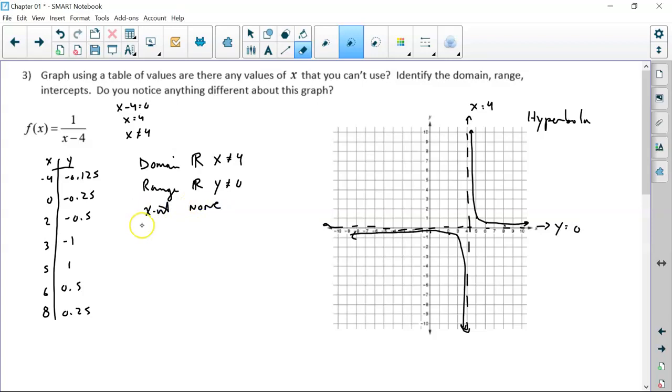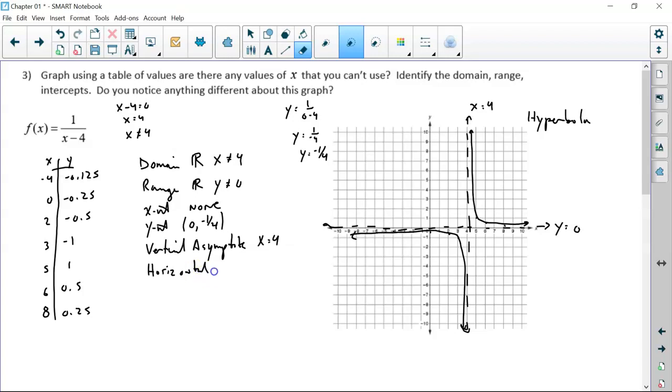Our y-intercept. Once again, set x equal to 0. Y equals 1 over 0 minus 4. So y equals 1 over negative 4. So y equals negative 1/4. So it's at 0, negative 1/4 for the y-intercept. Our vertical asymptote is x equals 4. Horizontal asymptote is at y equals 0.